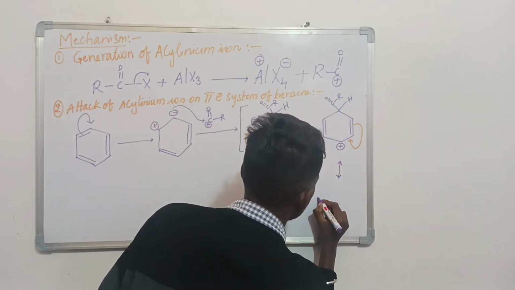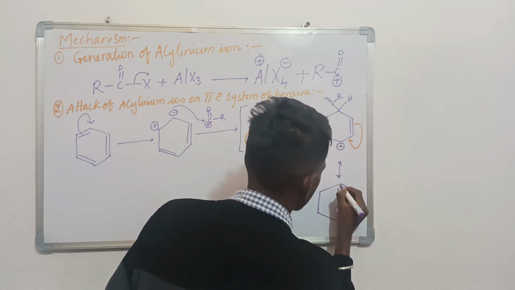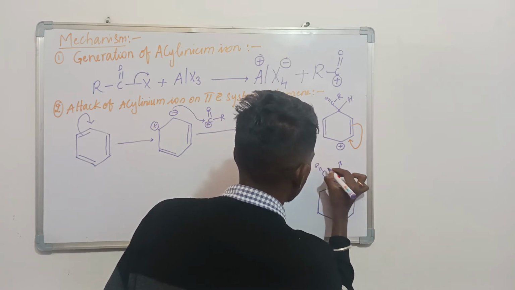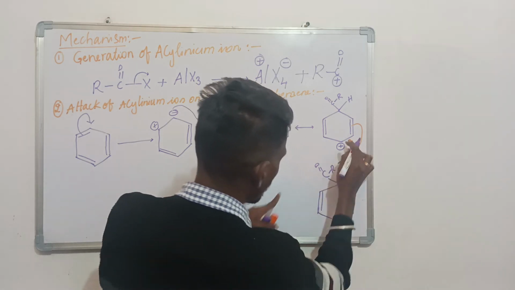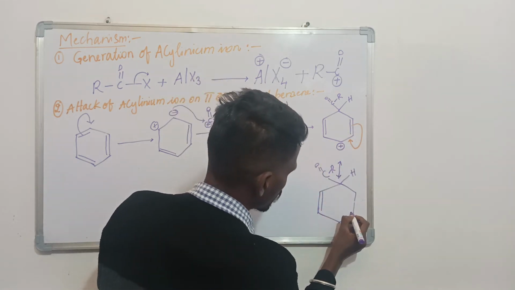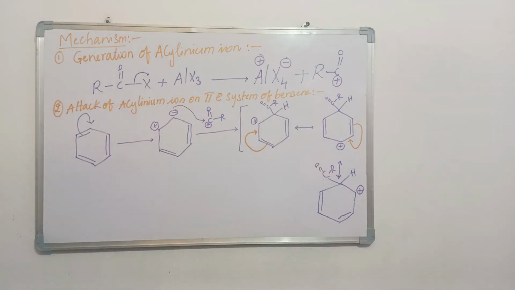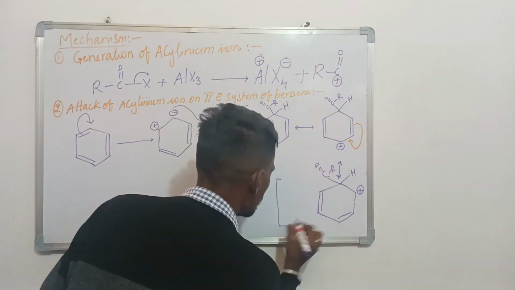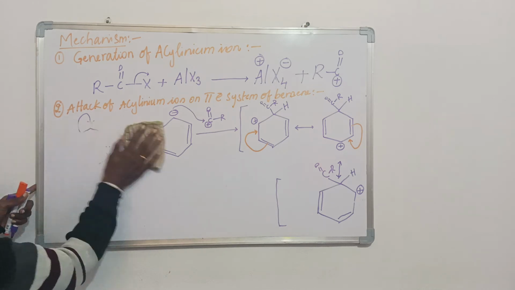So the double bond system of benzene, C double bond O R group will be present here and H will be present here. The double bond system will be present here, and the positive charge will be present here. Hence this is the second step. The last step is loss of proton, or restoring of aromaticity. That is the third step.